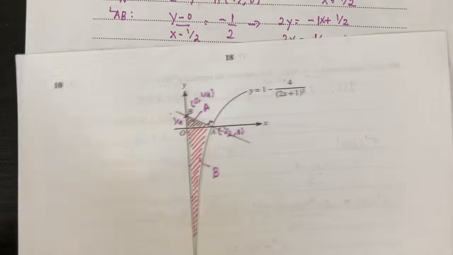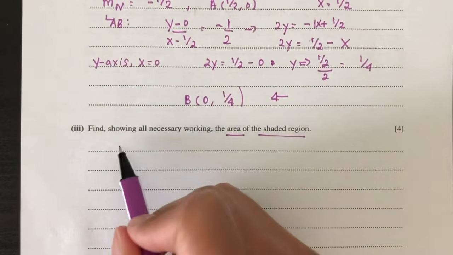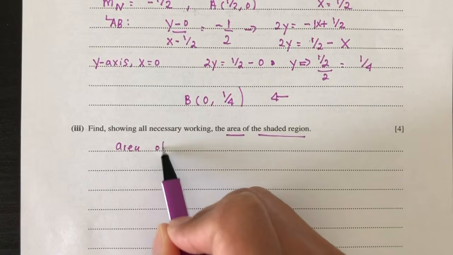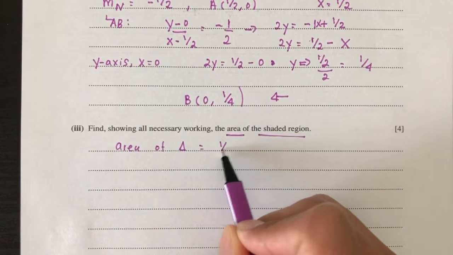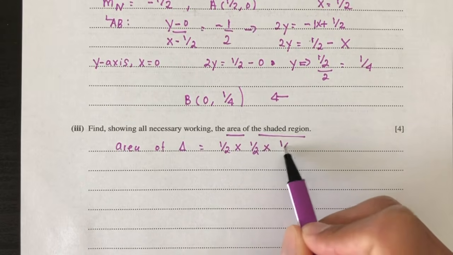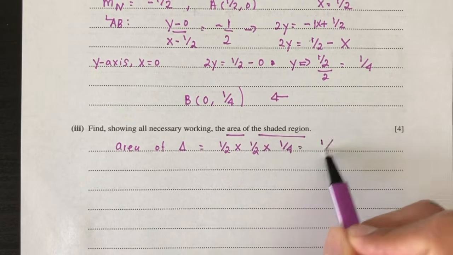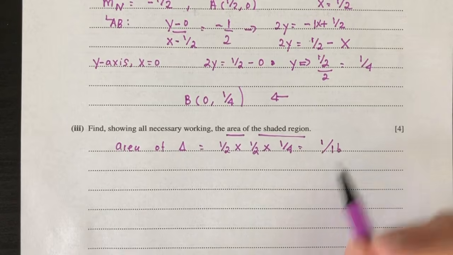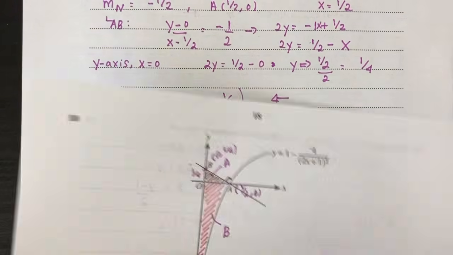So how would you find the area of a triangle? As you know by now, area of triangle is half times base, the base is half, times height, which is 1 over 4. That will be 1 over 16 for the area of the triangle, which is part A.